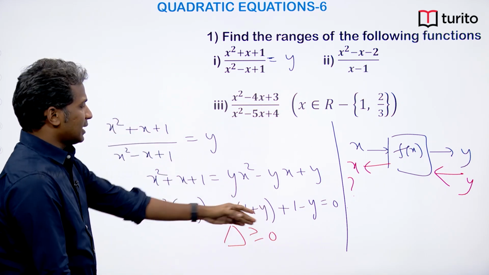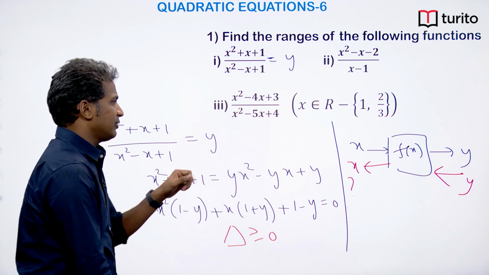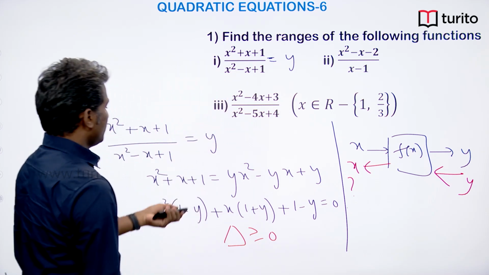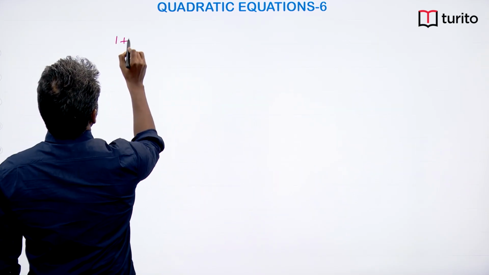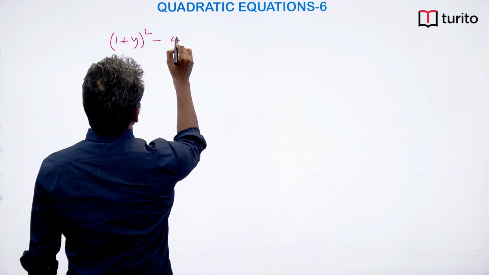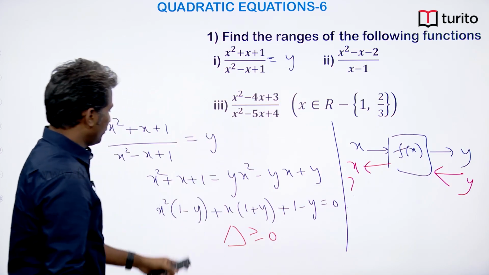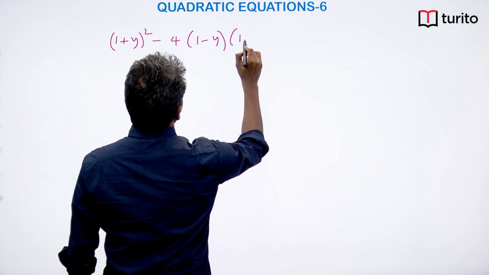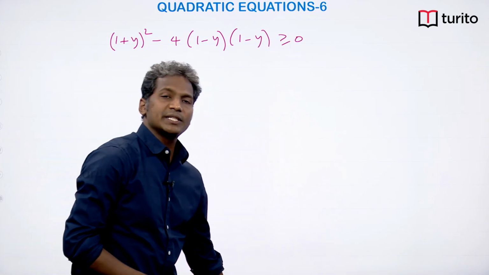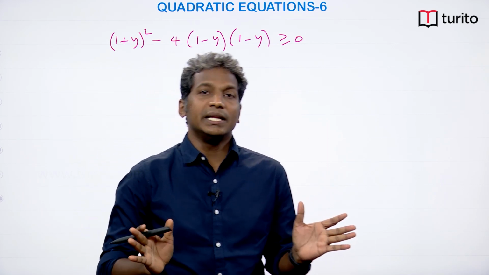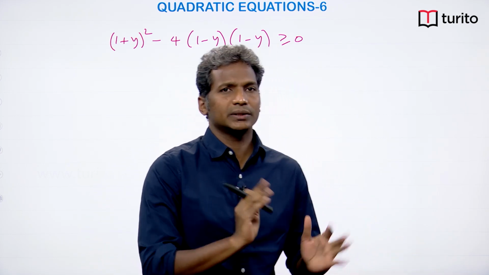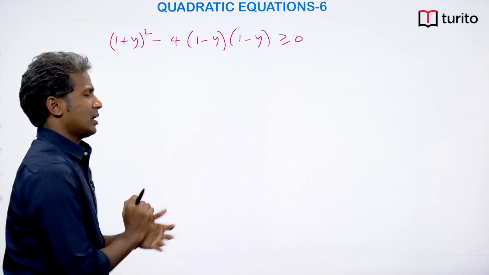Okay. So delta means b square minus 4ac. So let us solve it first, and then I will come back to this and I will explain one more time. Okay. So now 1 plus y is basically b. So we will be getting 1 plus y whole square minus 4 into a into c, into 1 minus y. This must be greater than or equal to 0. Now if I simplify this, I will get one quadratic inequation in terms of y. We know how to solve it. We can solve it using wavy curve method. Okay. So let us first solve this till we get the answer.